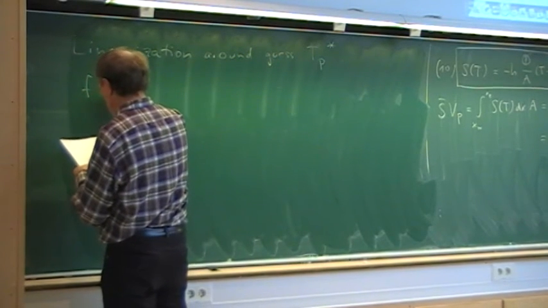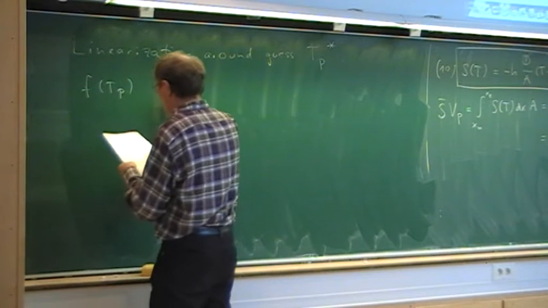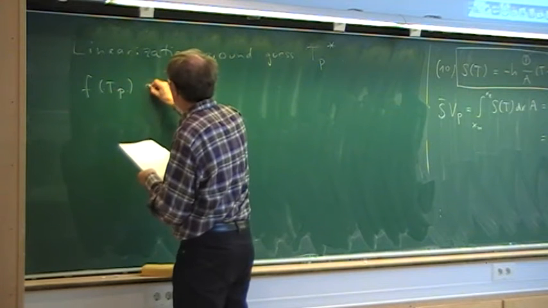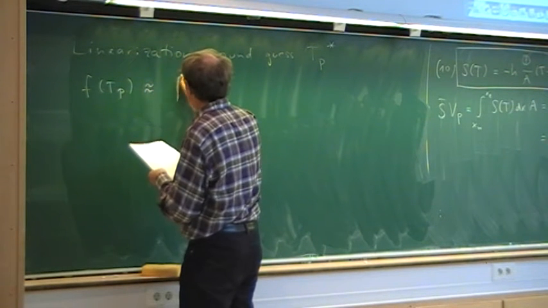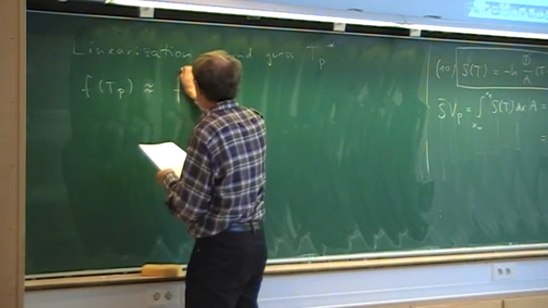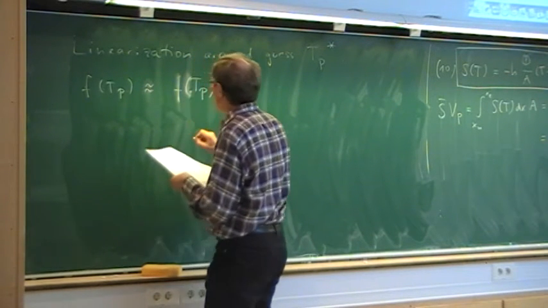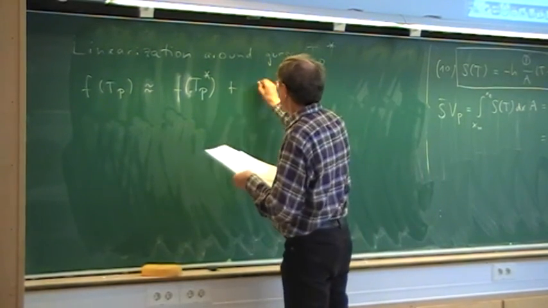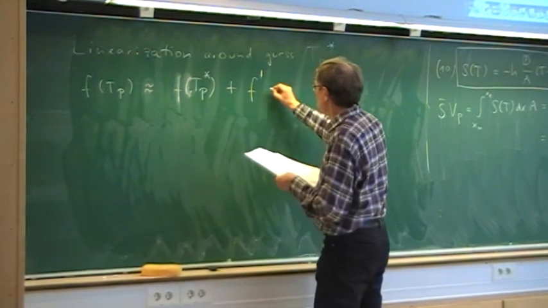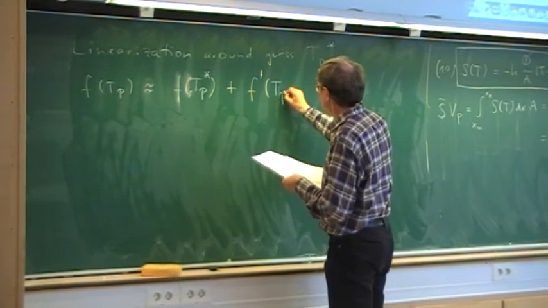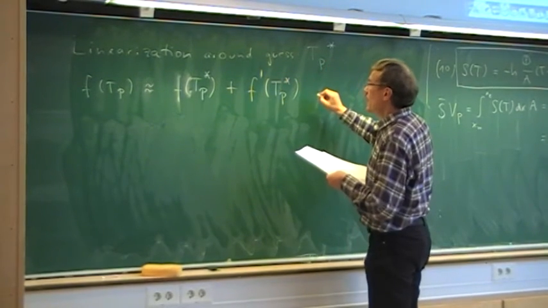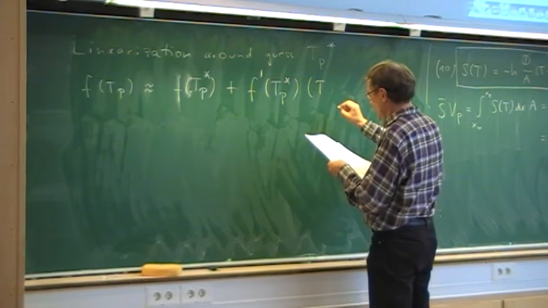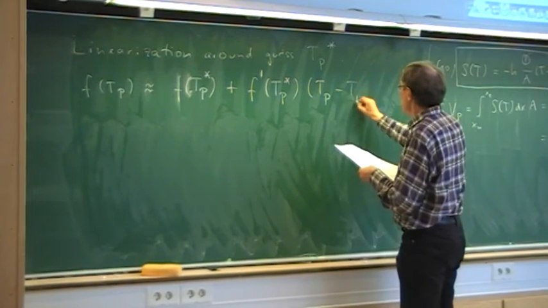So that means the f of Tp is then approximated by f of Tp star, that is around which we make the linearization, plus the f prime, the derivative of f with respect to Tp at this Tp star. And that is then times the difference between the Tp and the Tp star.